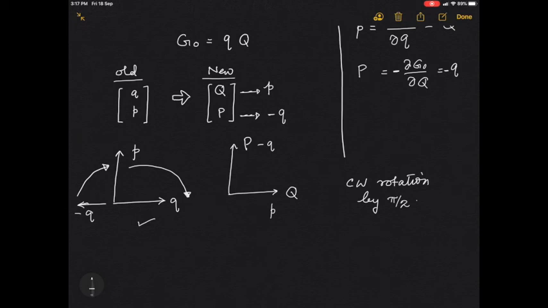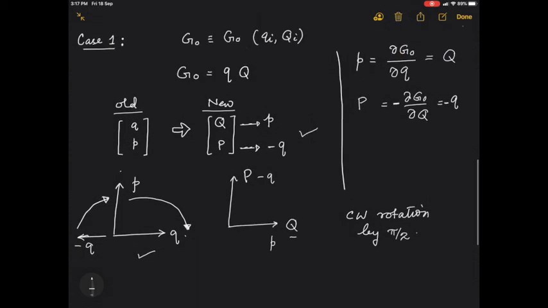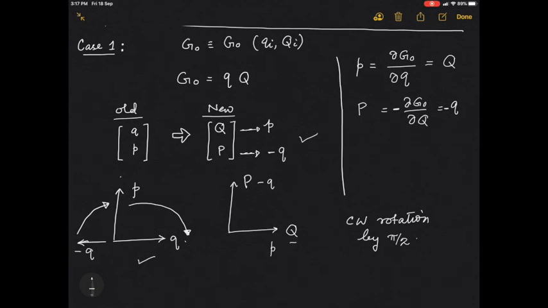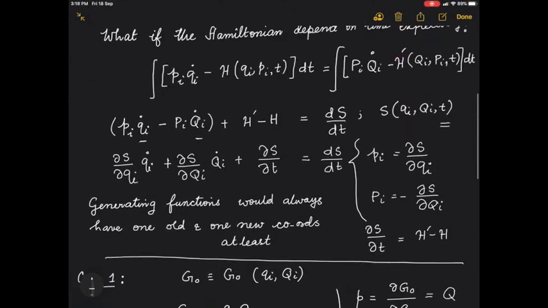Right? So if I take this QP, I rotate it clockwise, then this P comes here, which is along capital Q, and minus Q comes there, which is along capital P. And that's what has happened. Nice.